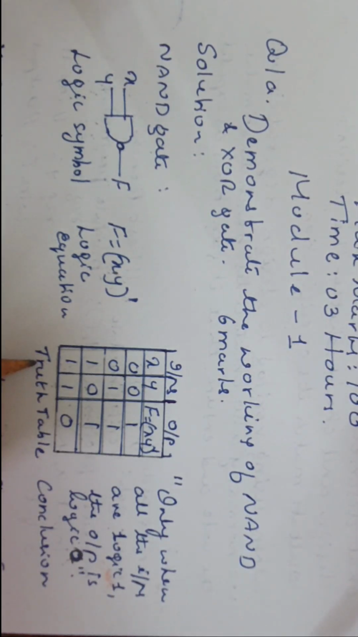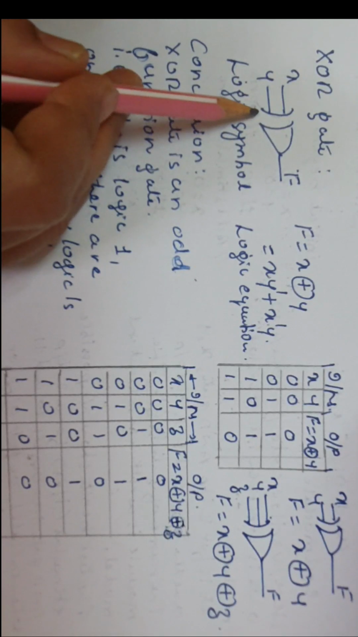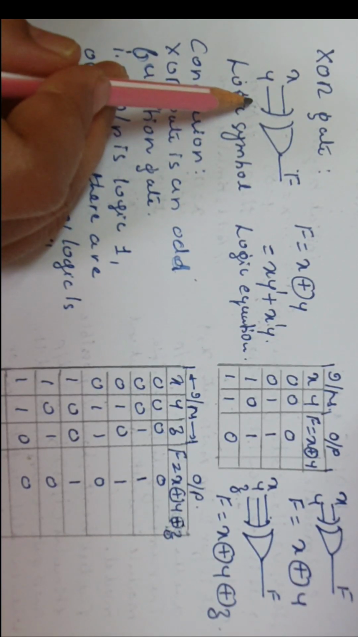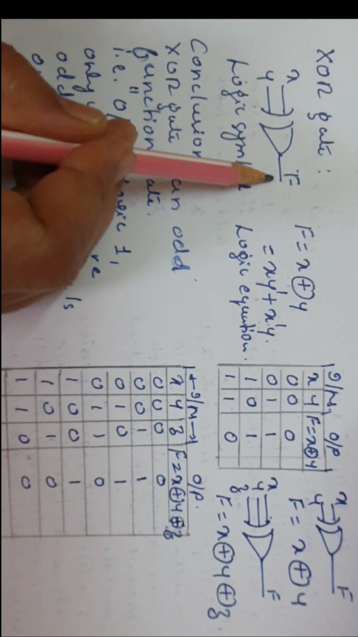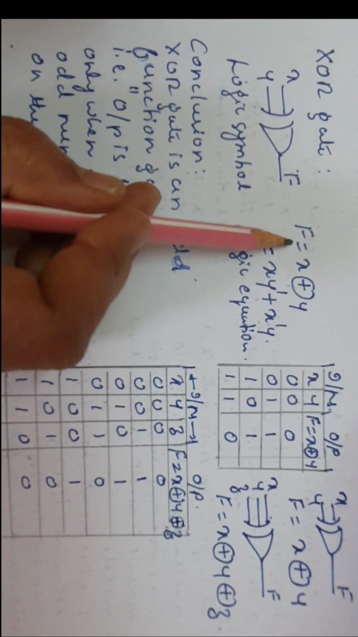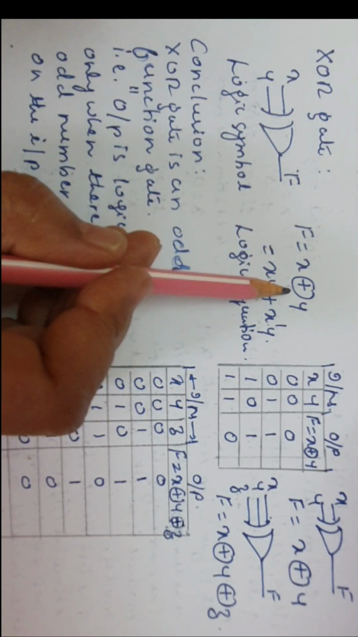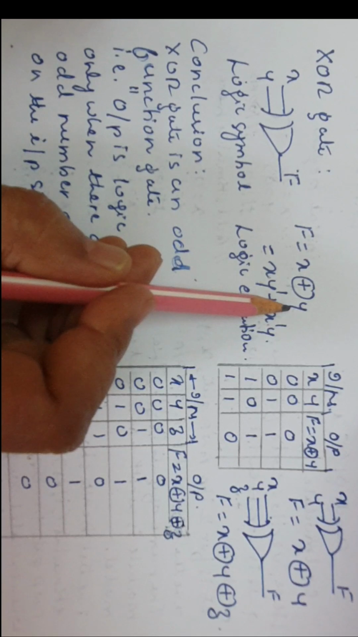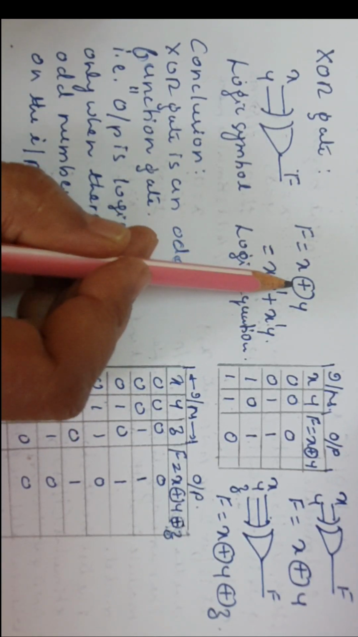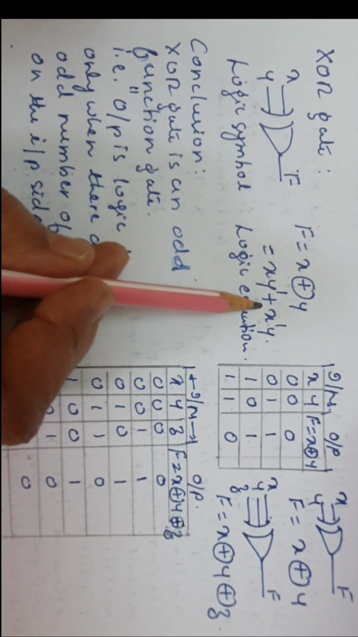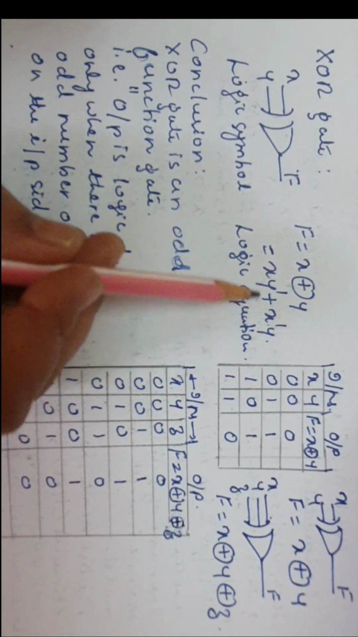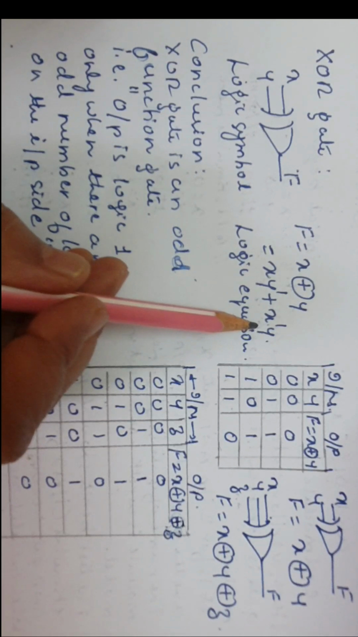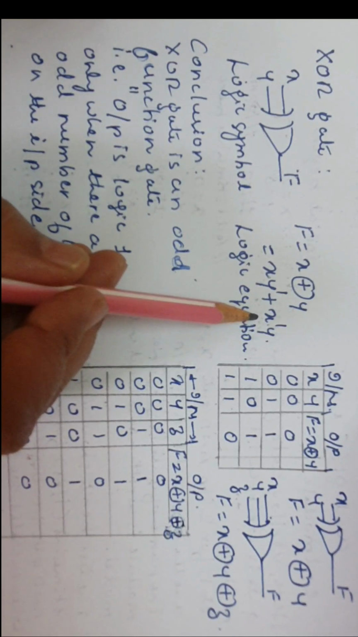Next we shall move on to XOR gate. So this is the logic symbol for XOR gate. A 2 input XOR gate we have shown here. Let X, Y be the 2 inputs, F be the output. Then the logic equation is F equal to X XORed with Y. So this is the XOR gate symbol. This can be expanded as XY dash plus X dash Y. So this is another form of the logic equation for the 2 input XOR gate.